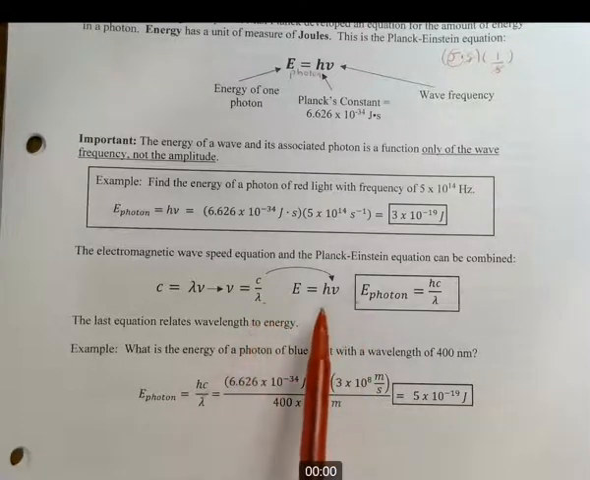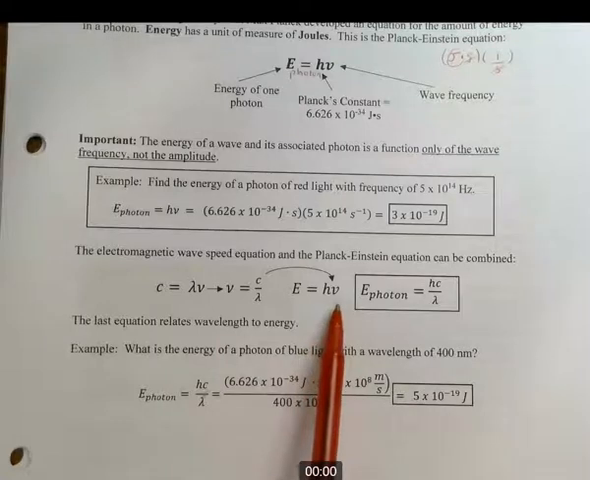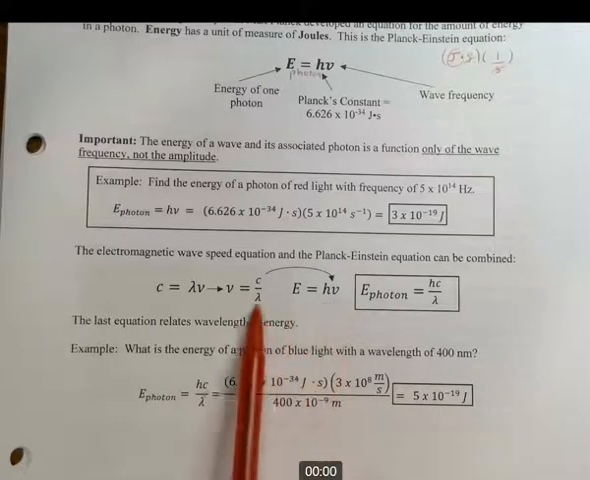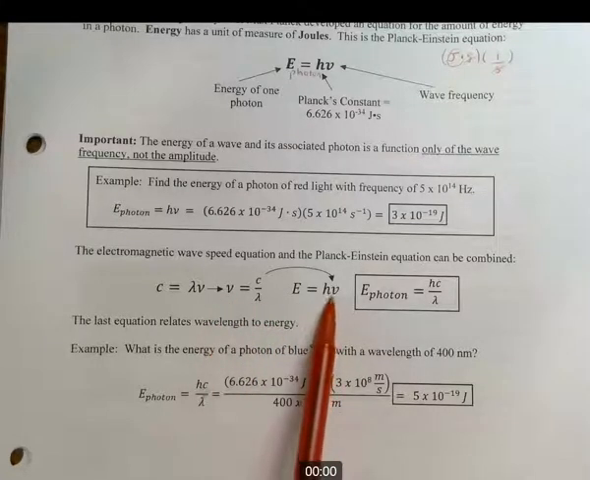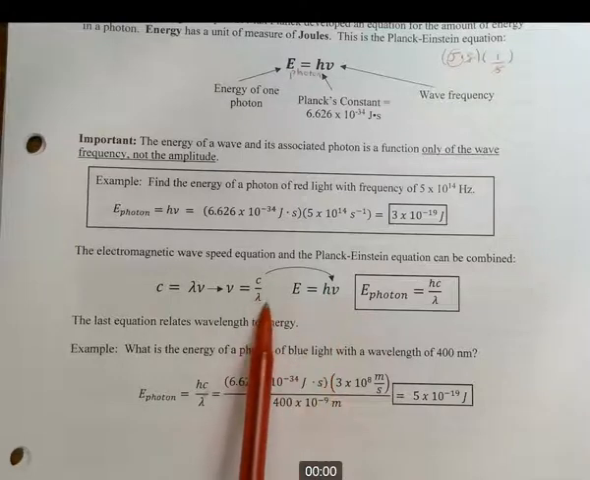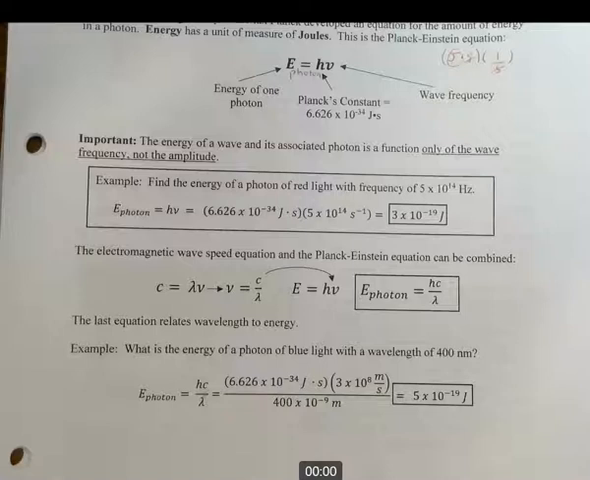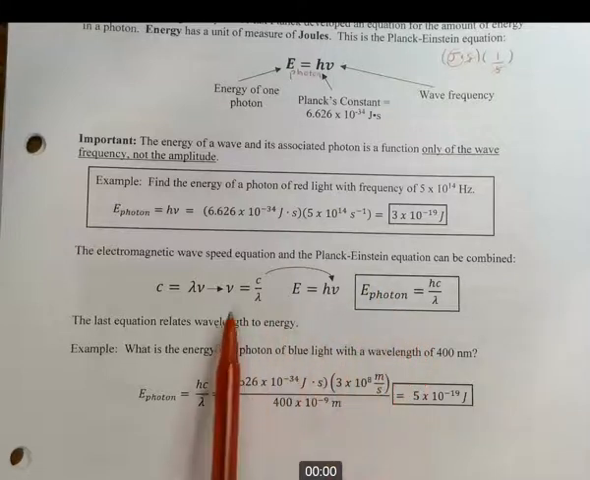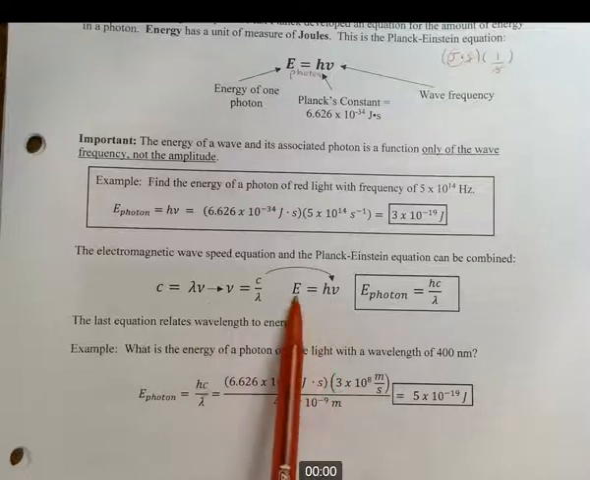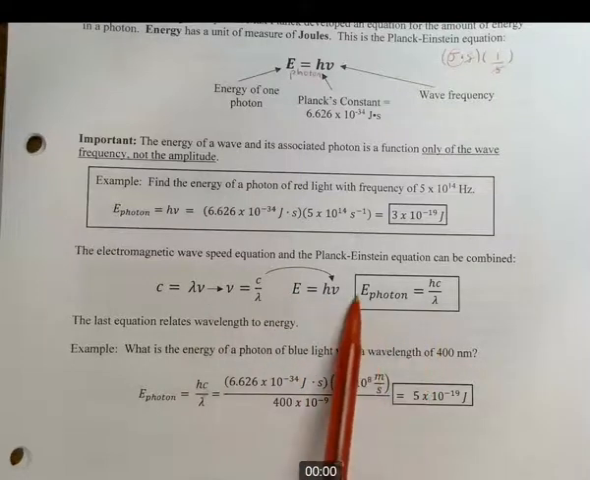Okay, and then you can go ahead and plug in nu right there. So it's going to be h times c over lambda, and so you end up with that. It's just combining the light speed equation and the Planck-Einstein equation together. So what does this do that the other one didn't? Well, instead of relating frequency to energy, it relates wavelength to energy.